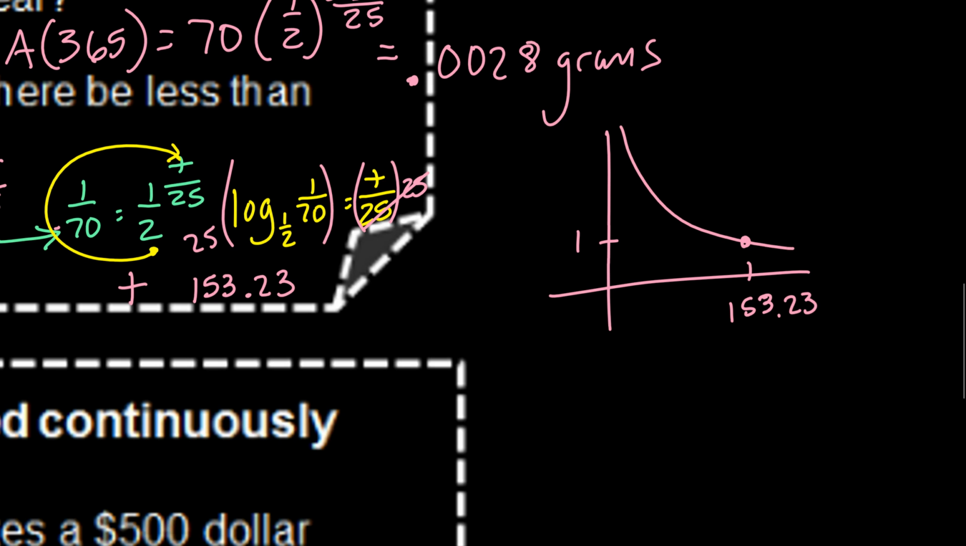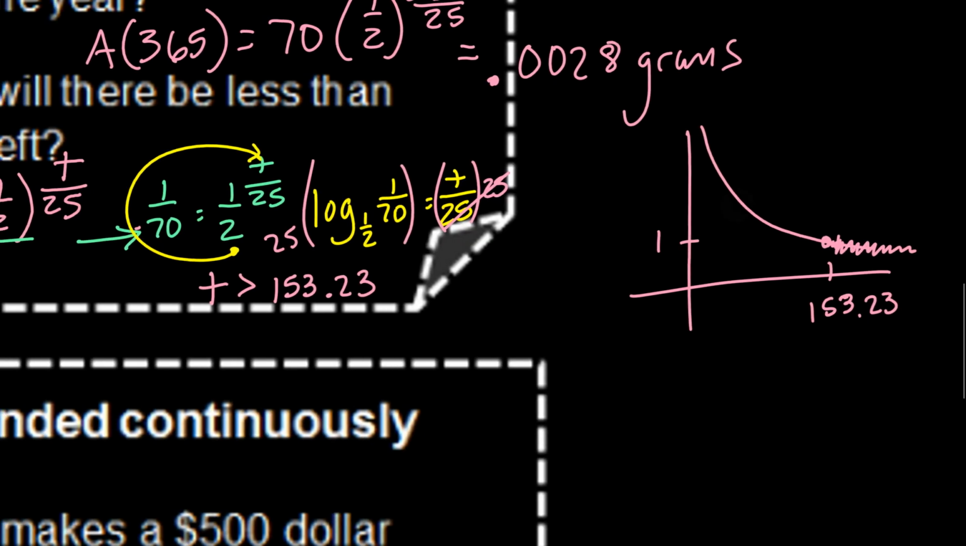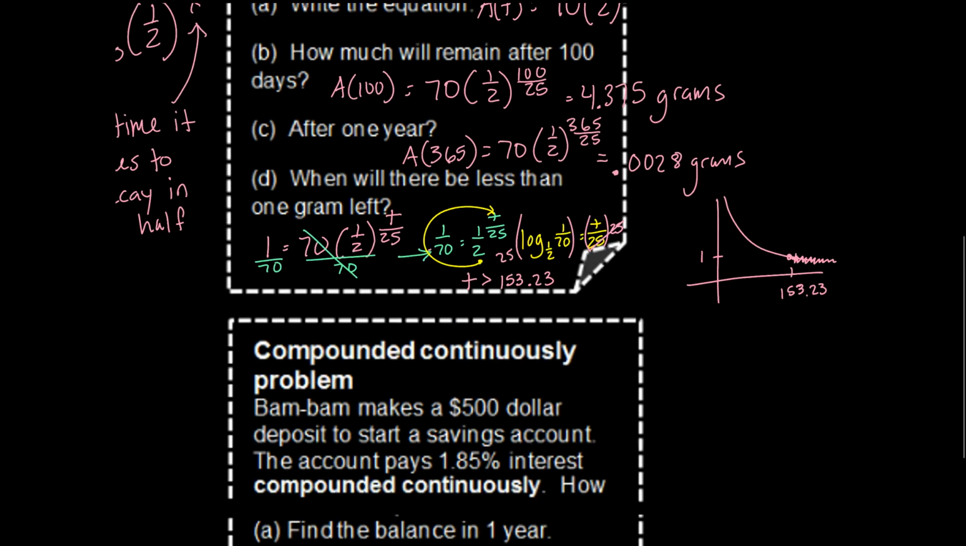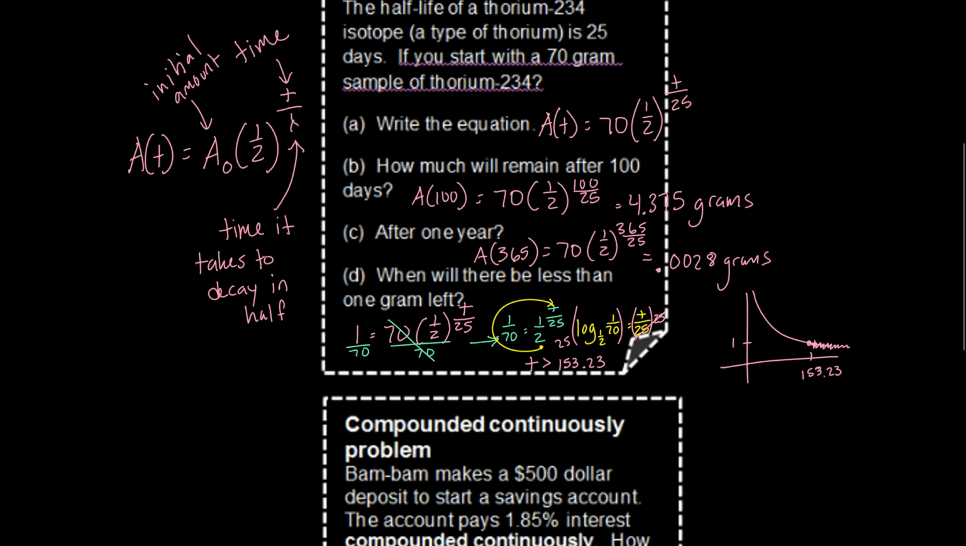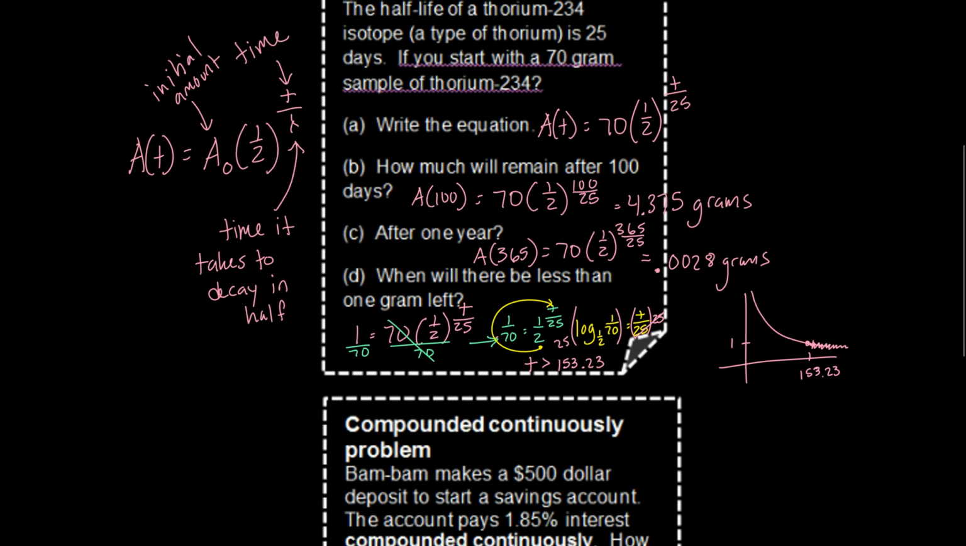We don't want all the values less than 153, right? We want everything greater than 153 will give us a value less than 1. So we need the time to be greater than 153.23. Right? All of this is less than 1. So we need bigger than 153.23. I know this is very small paper. I'm so sorry. It's days, right? Days.